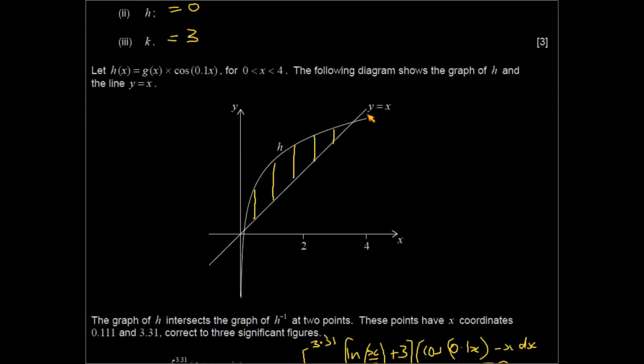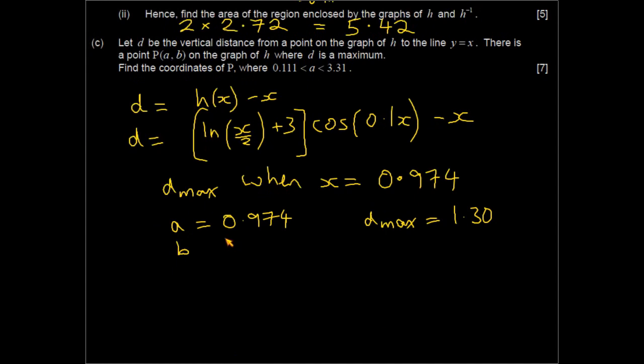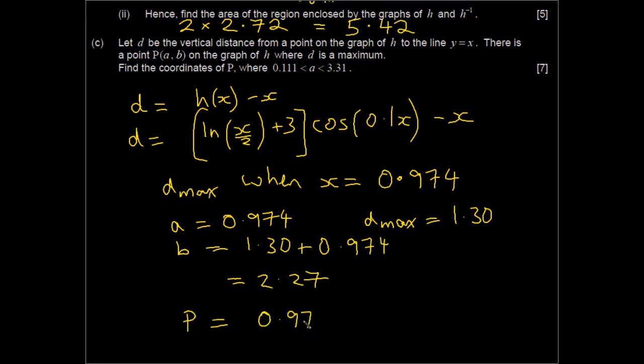The maximum value of x is obviously also going to be equal to the maximum value of y, because it's y equals x, and then I could add those two together. So b would equal 1.30 plus 0.974, which is going to be 2.27. So therefore P is equal to (0.974, 2.27).